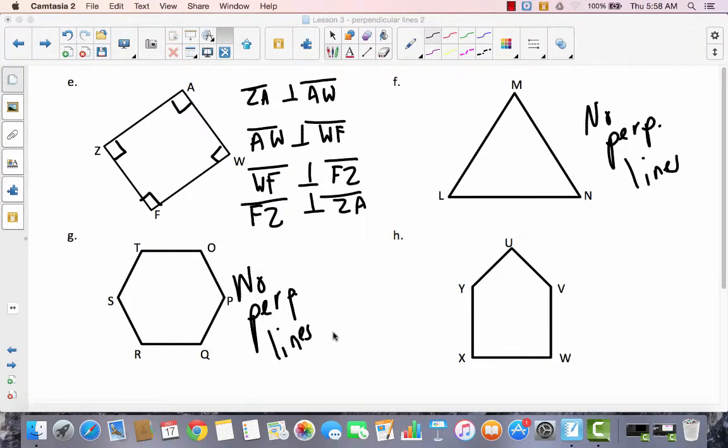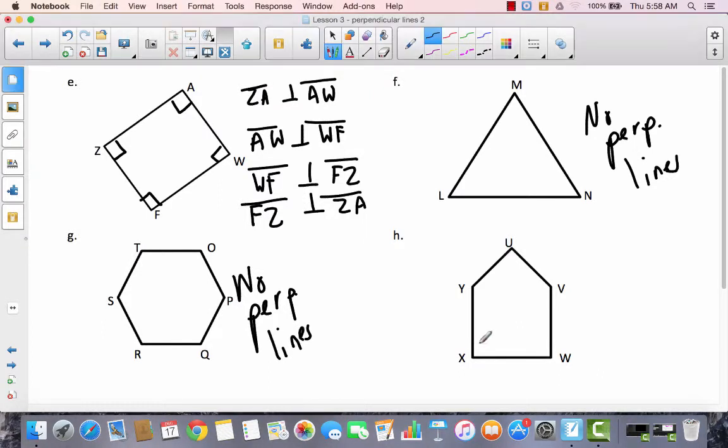Hopefully, you've already identified all of the perpendicular lines, and let's just see if we agree. All right, so this line and this line make a right angle. So my right angle would be here. And then this line and this line segment make a right angle. And then these two line segments make a right angle. This one right here is probably the trickiest one.